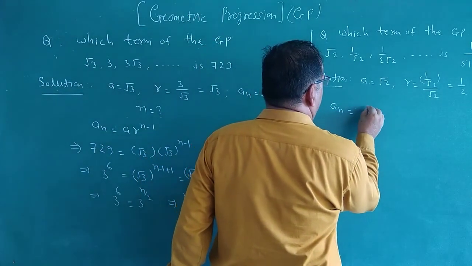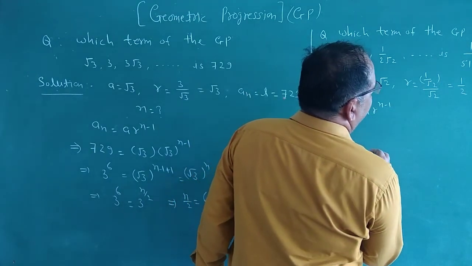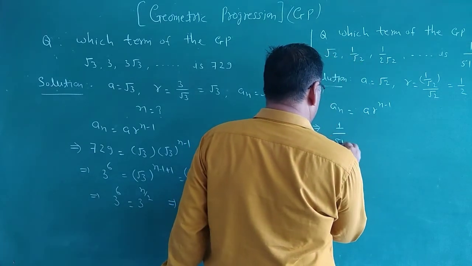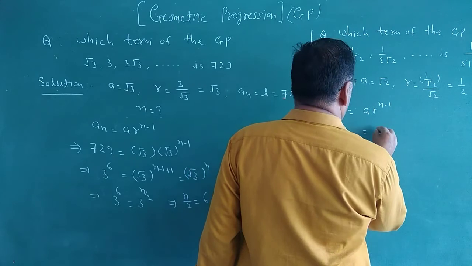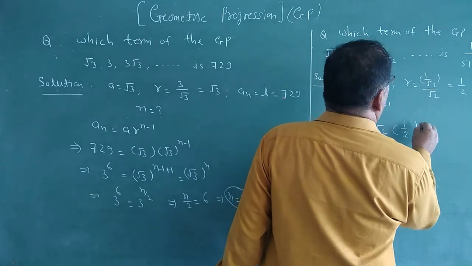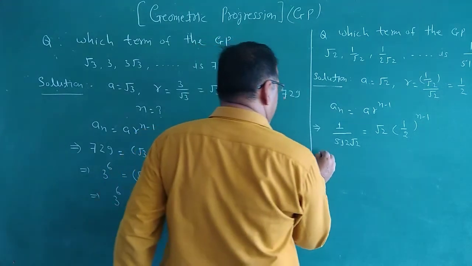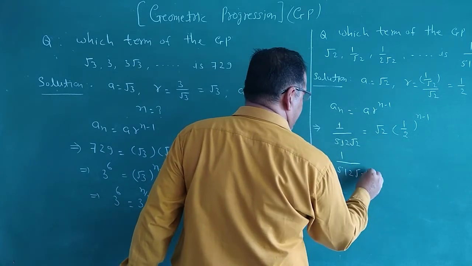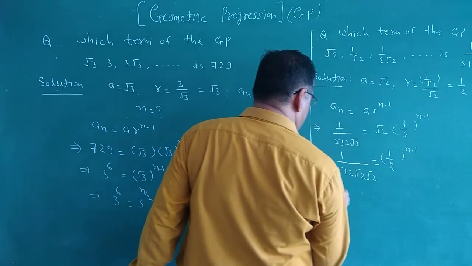Now AN equal to A R to the power n minus 1. AN, that means 1 upon 512 square root 2, equal to A, that means root 2, R, that means 1 upon 2, whole power n minus 1. Okay, this is the value of AN. So in the next step, this becomes 1 upon 512 root 2, this root 2 comes there, so this will also be multiplied, and 1 upon 2 whole power n minus 1.